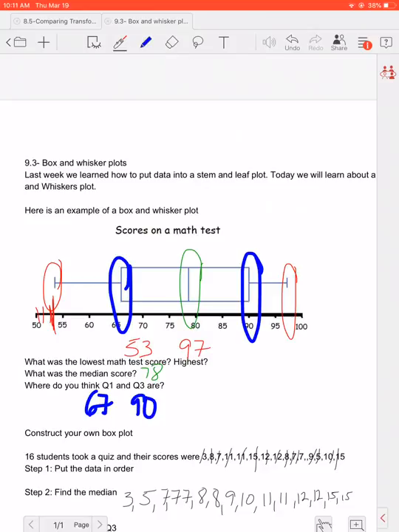So we're looking at a box and whisker plot. Again, this is the lowest, this is our Q1, Q2, Q3, and our highest. They go right in order with each other.